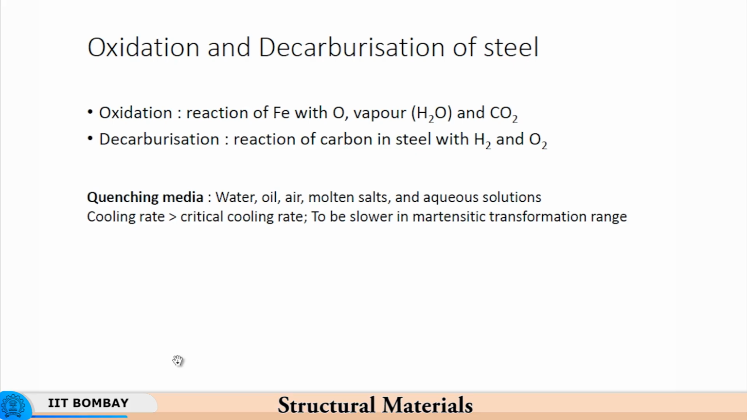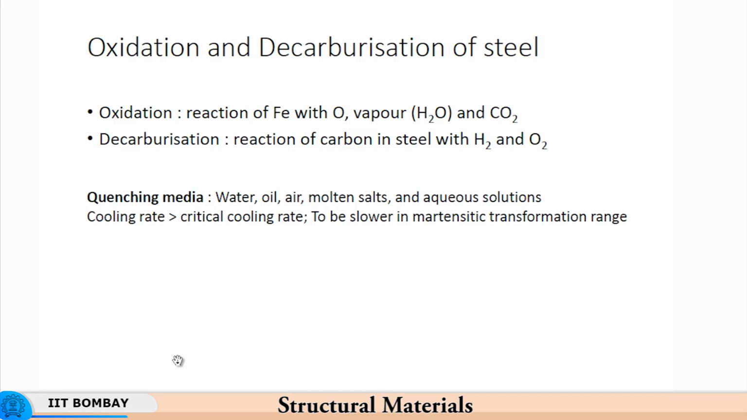That is because if carbon is lost to, say, formation of CO2, then you will have less carbon on the surface and more carbon in the interior. So, a carbon gradient gets established within the mass of the material.